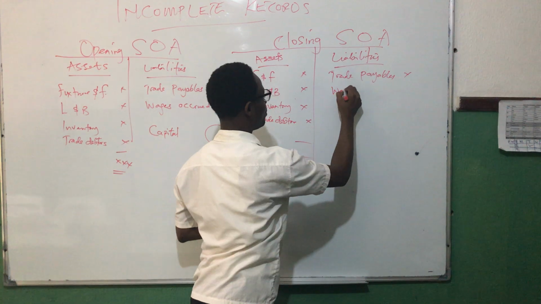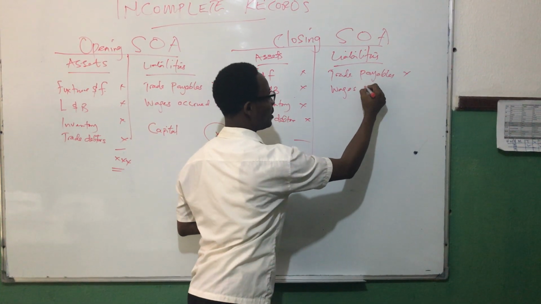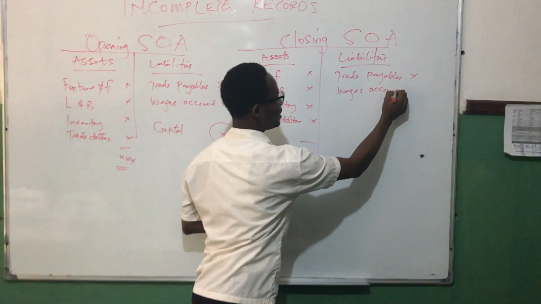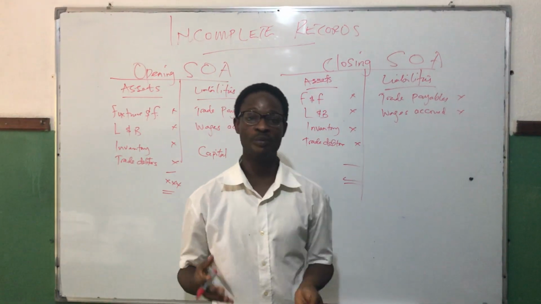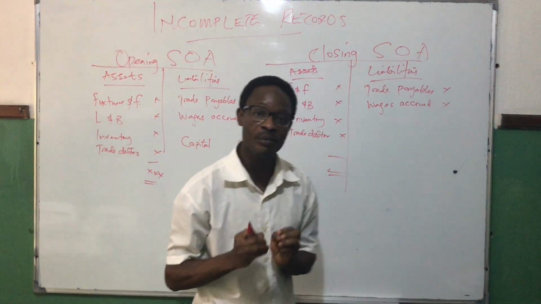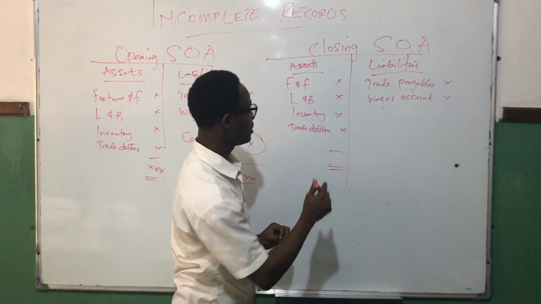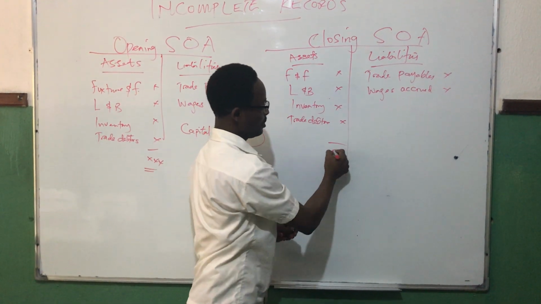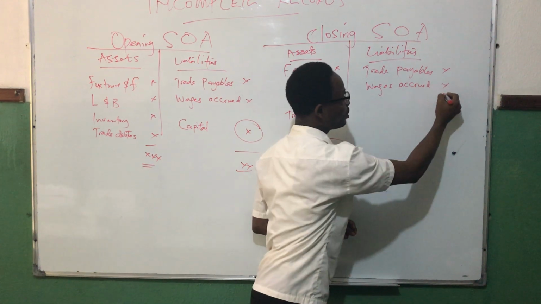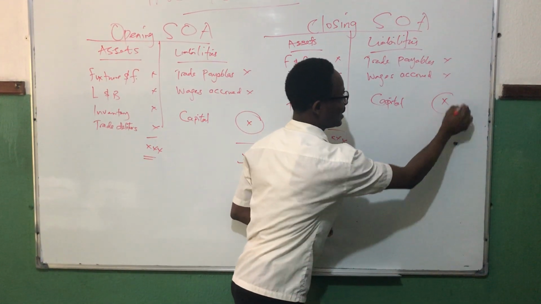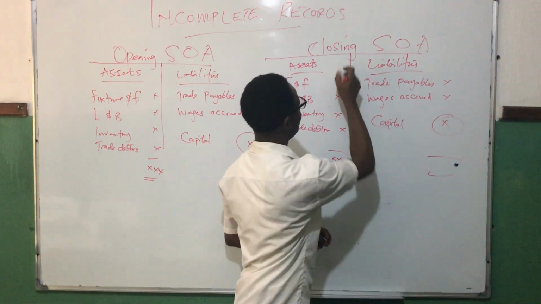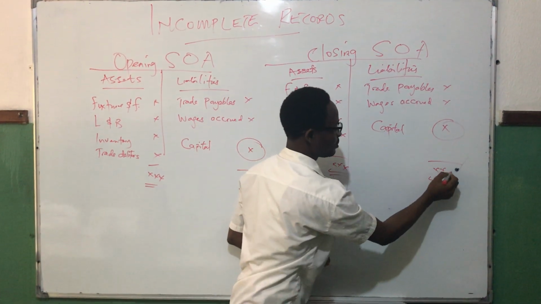Then wages accrued, or wages unpaid, or wages outstanding. Our accruals are the same as the outstanding or unpaid or owing at the particular point in time. So the total of assets minus the total of liabilities will give us capital. That is closing capital.